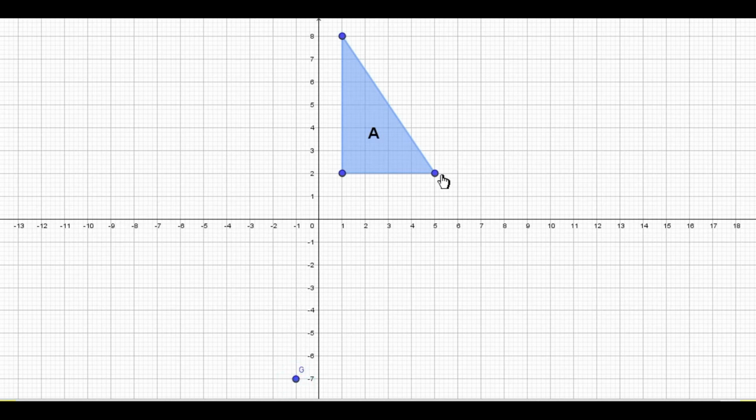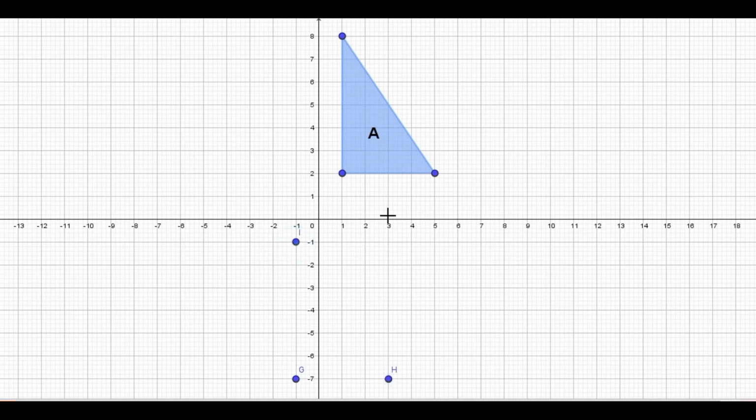Okay, same way the next vertex we will take. From here 2 units left, 1 2. From there 9 units down, 1 2 3 4 5 6 7 8 9. Okay, now we'll take the third vertex. From here 2 units left, 1 2. From there 9 units down, 1 2 3 4 5 6 7 8 9.